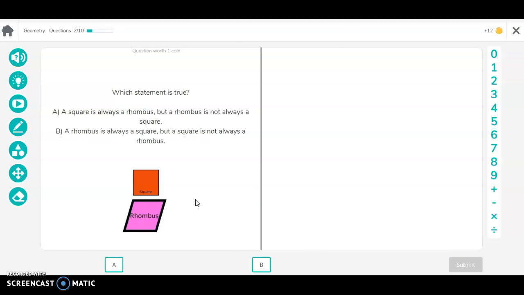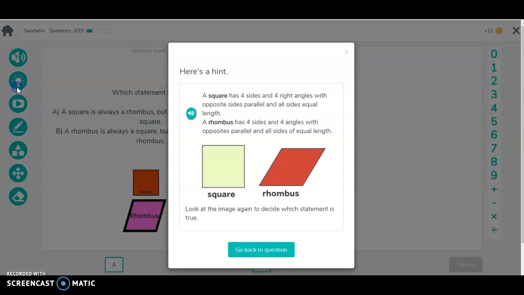Alright, we're going to look at this. These are called proofs. You'll get to these more as you get into some harder geometry. This is just basic for you guys. Alright, the statement that is true. A square is always a rhombus, but a rhombus is not always a square. A rhombus is always a square, but a square is not always a rhombus. Let's look at the hints.